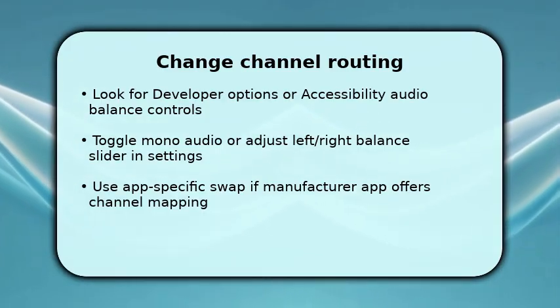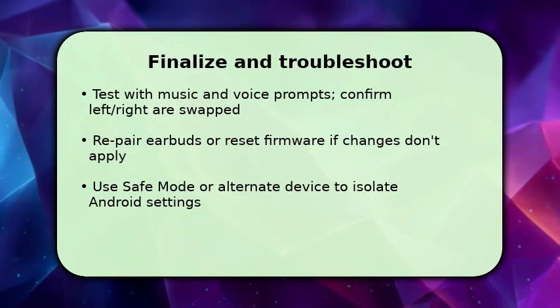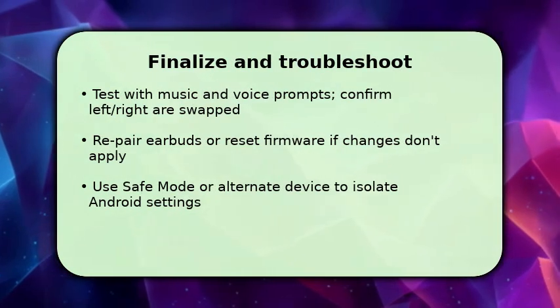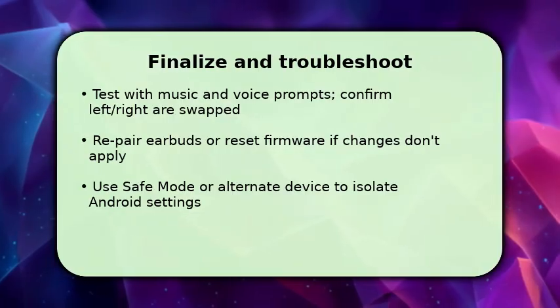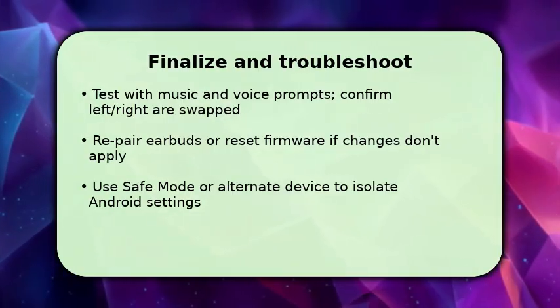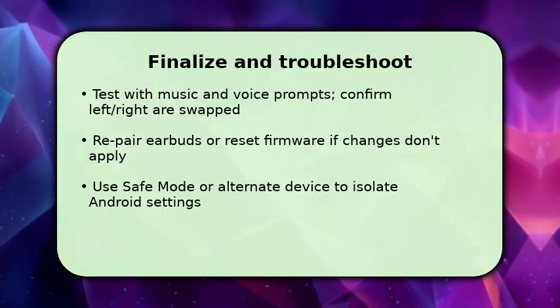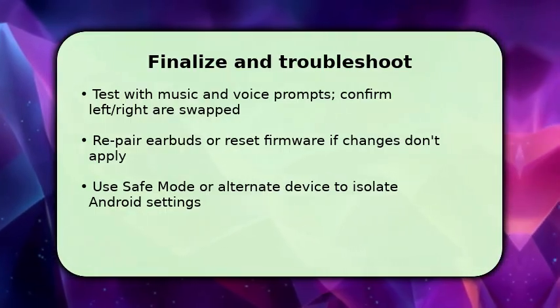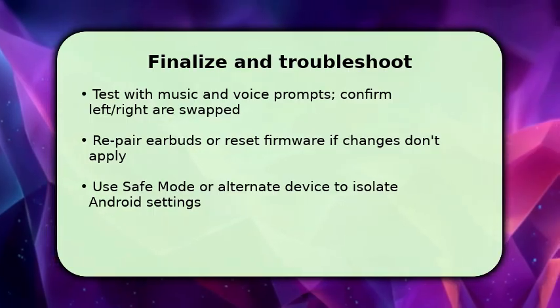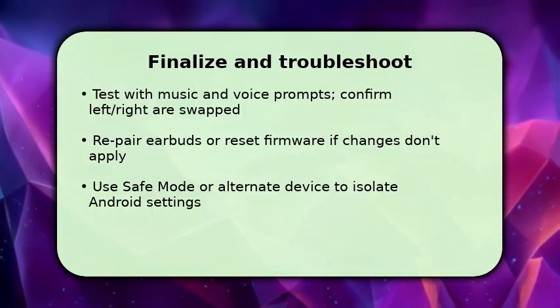Finish by testing with a stereo track that has clear left and right cues. Play and confirm the channels are swapped. If swapping didn't take effect, unpair and repair the earbuds, and try the manufacturer's reset sequence to restore firmware defaults. Often a firmware refresh fixes routing bugs.